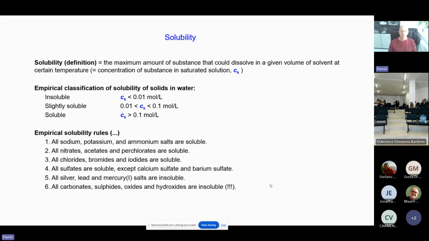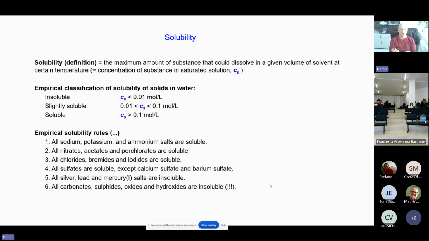We also introduced some terms before. One of such terms is solubility. Solubility is defined as the maximum amount of substance that could dissolve in a volume of solvent at a certain temperature. It's important to say at a defined temperature.